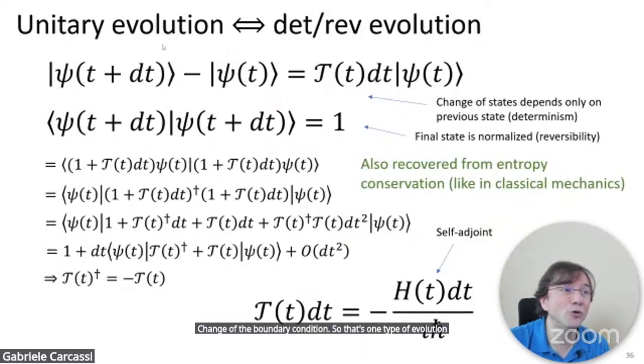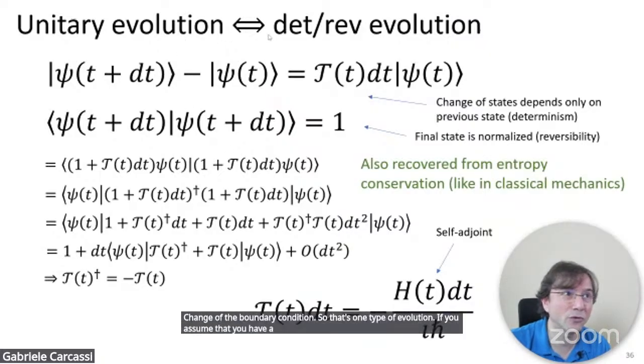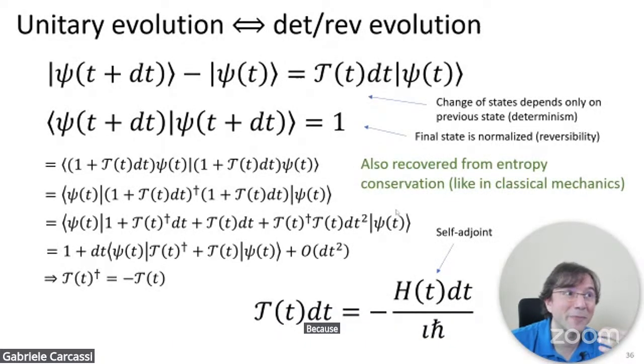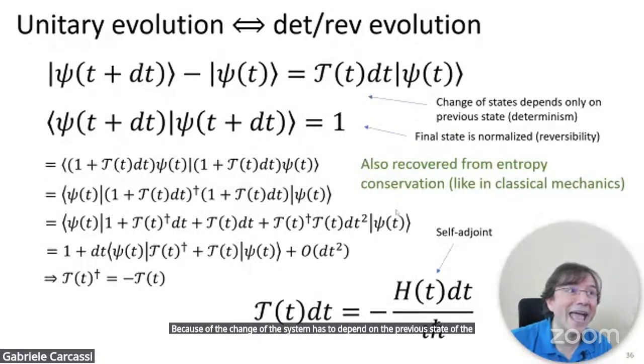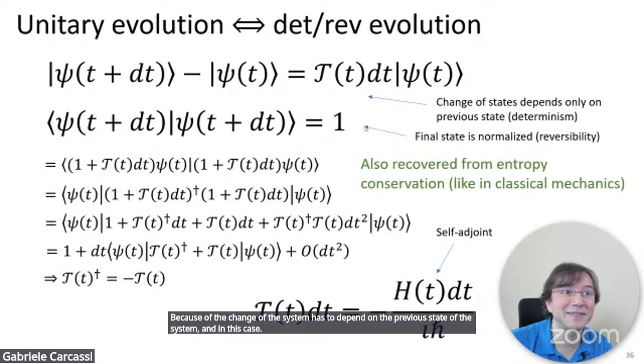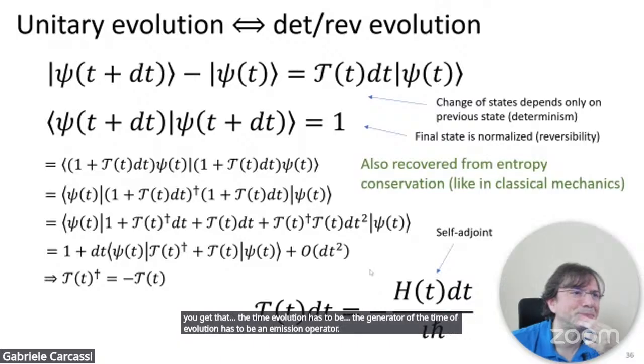If you assume that you have a unitary evolution, something that is deterministic and reversible, what you find from a simple calculation is that you have a Hamiltonian that tells you how the system is evolving, because the change of the system has to depend on the previous state of the system. In this case, the final state has to be normalized, and therefore the generator of the time evolution has to be a Hermitian operator.